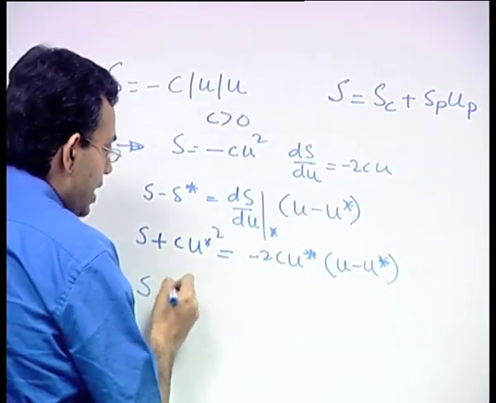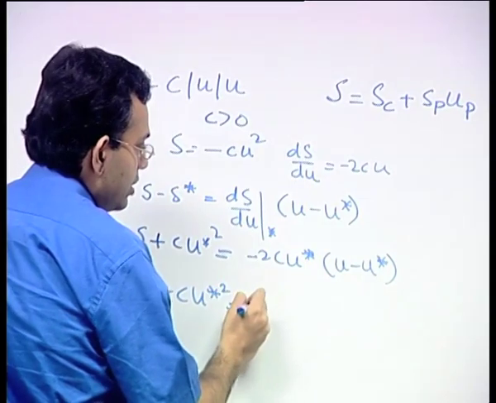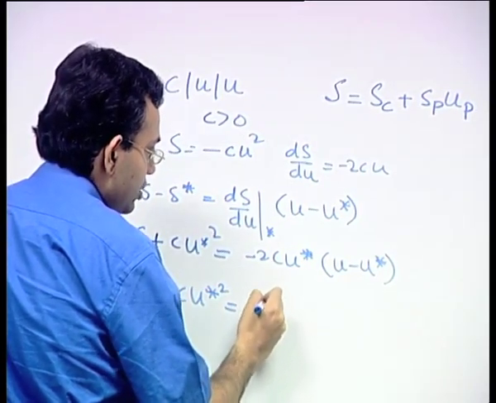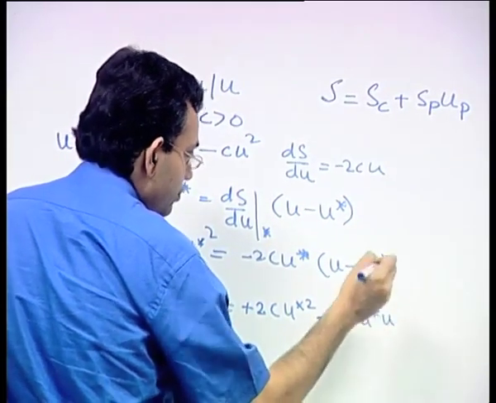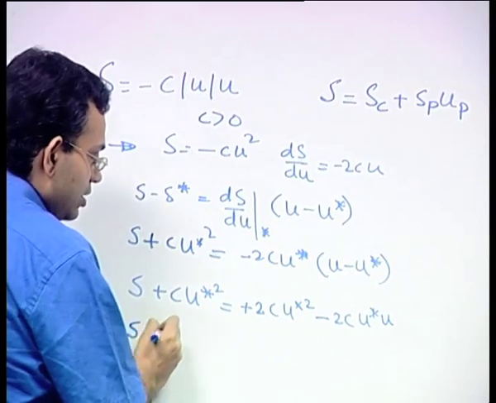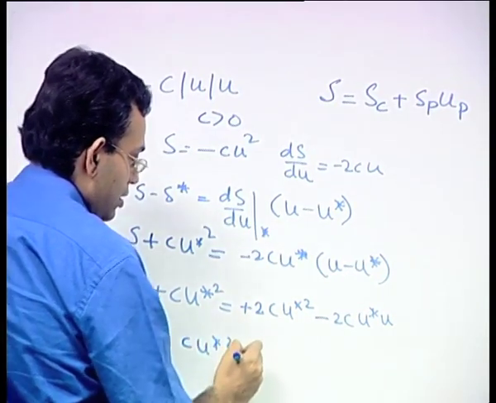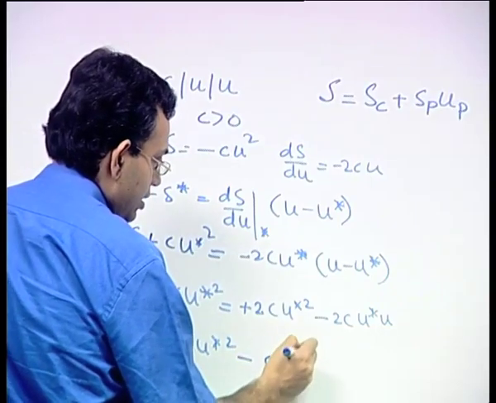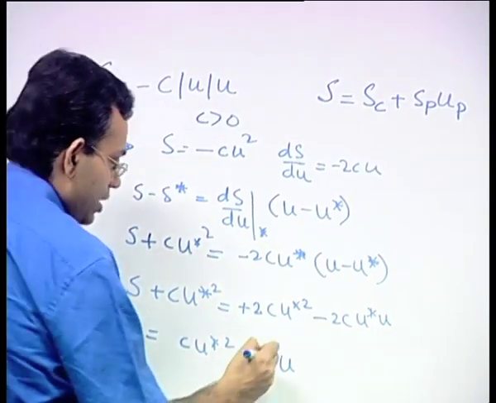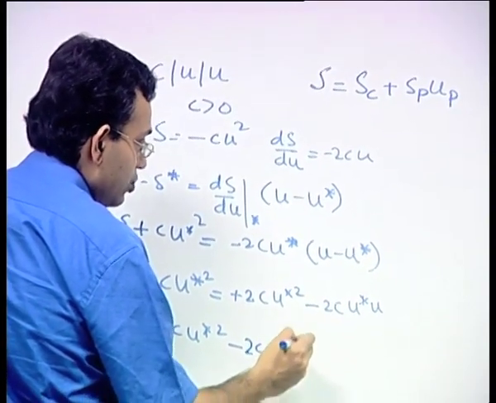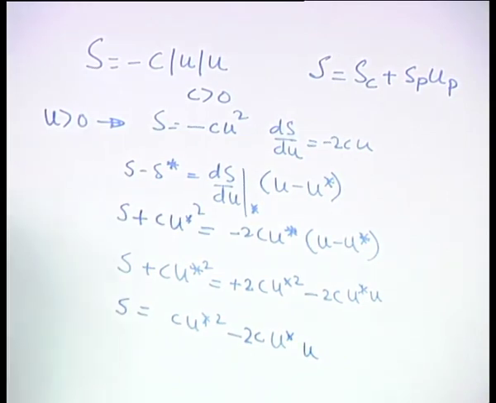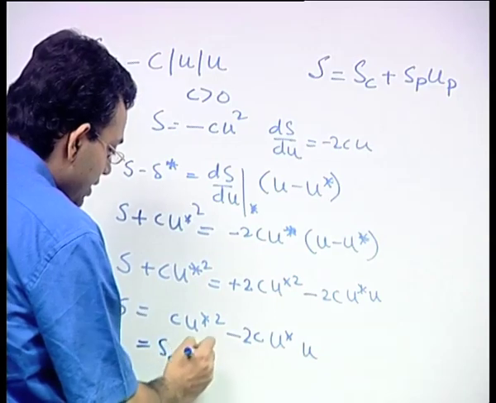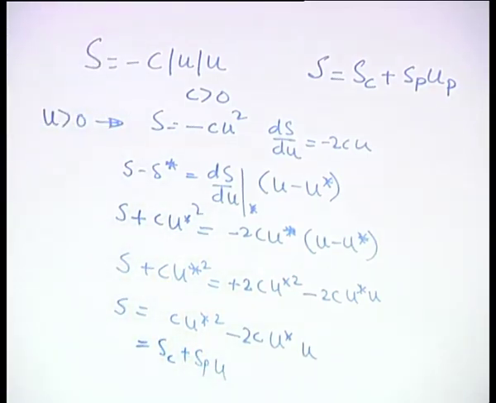So, S plus C u star square is equal to plus 2 C u star square minus 2 C u star u. So, S is equal to C u star square minus C u star square... that is, S is equal to minus 2 C u star square... minus 2 C u star u. So, you can see that you can write it as SC plus SP u. Then what is SP? SP is equal to minus 2 C u star.